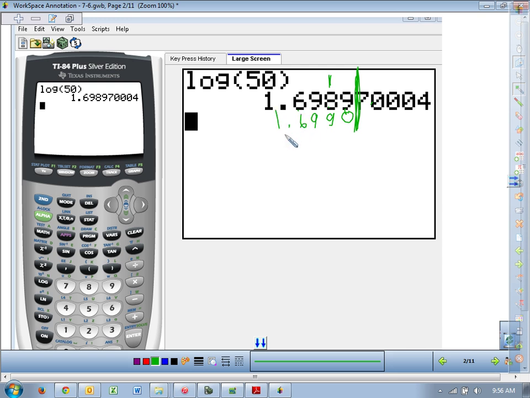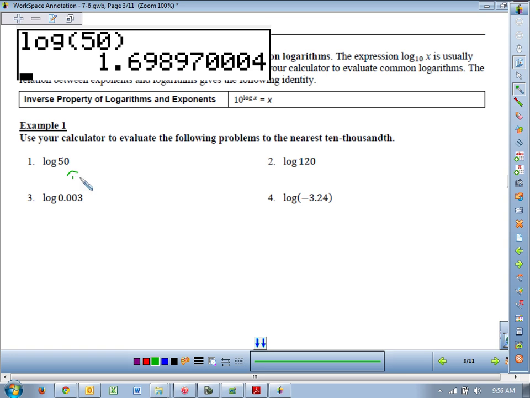So it's about 1.6990. You must have 4 decimal places because they asked us to round it to the nearest 10,000. People are like, but there's a 0 there. That doesn't matter. So about 1.6990. Cool?